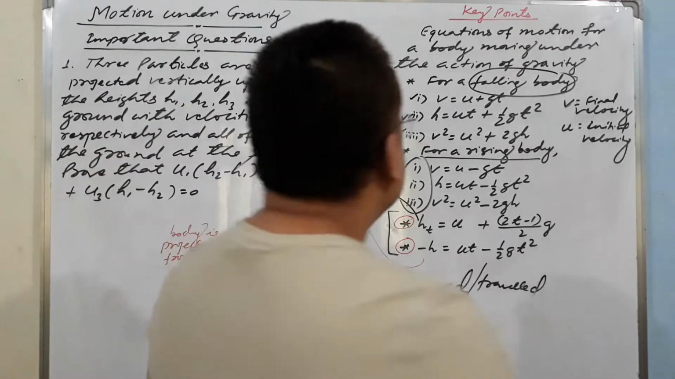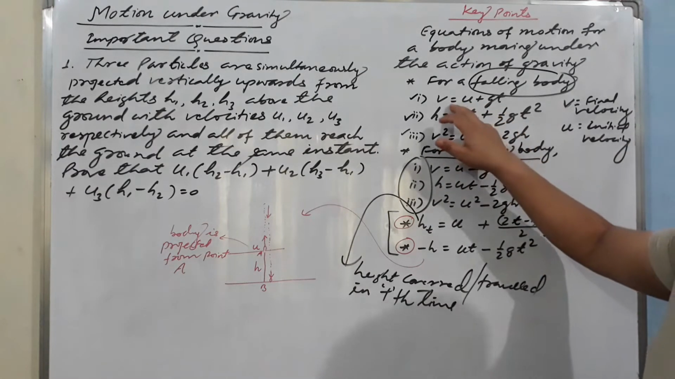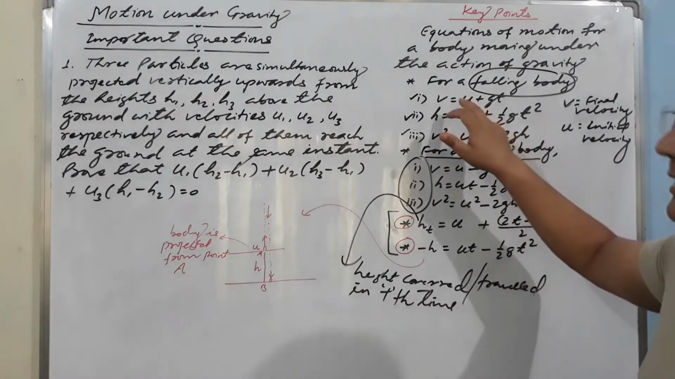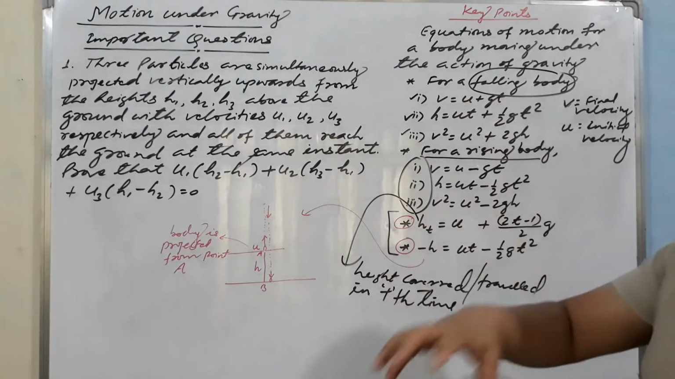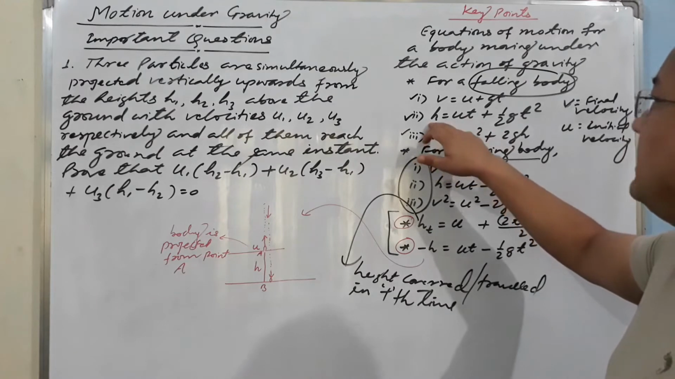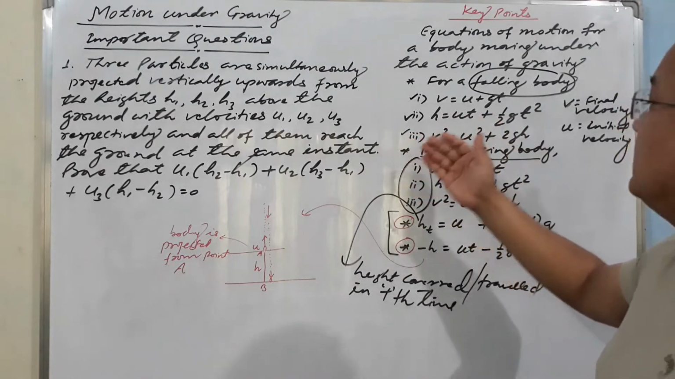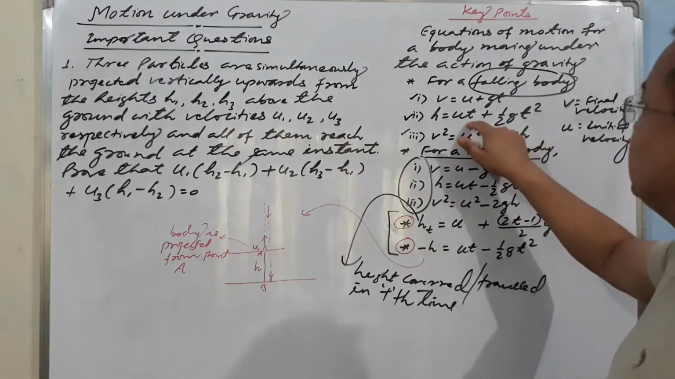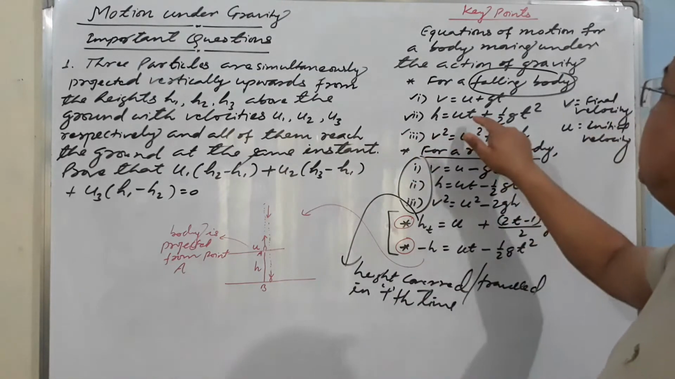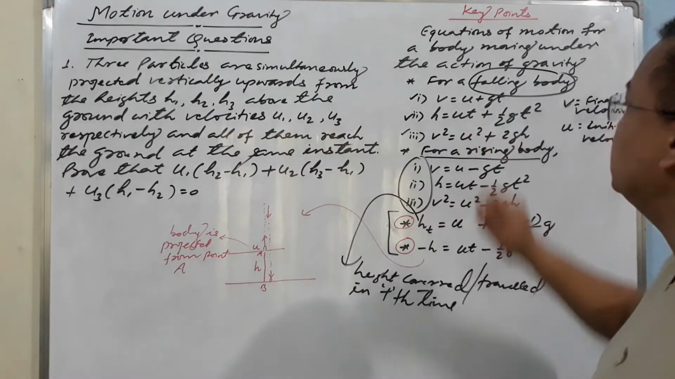So here, if you use this formula, you can find out the final velocity, or if you need the velocity at time 5 seconds, 3 seconds, in this way. And if you use this formula, you can find out the height covered by your particle or any body in time t seconds. If 5 seconds, 6 seconds, 7 seconds, then you need to use this formula.